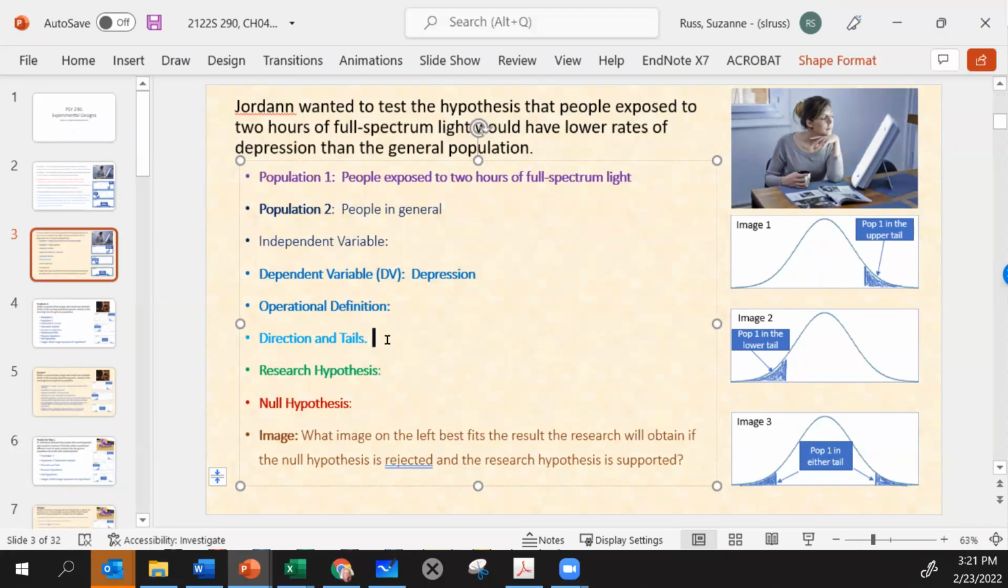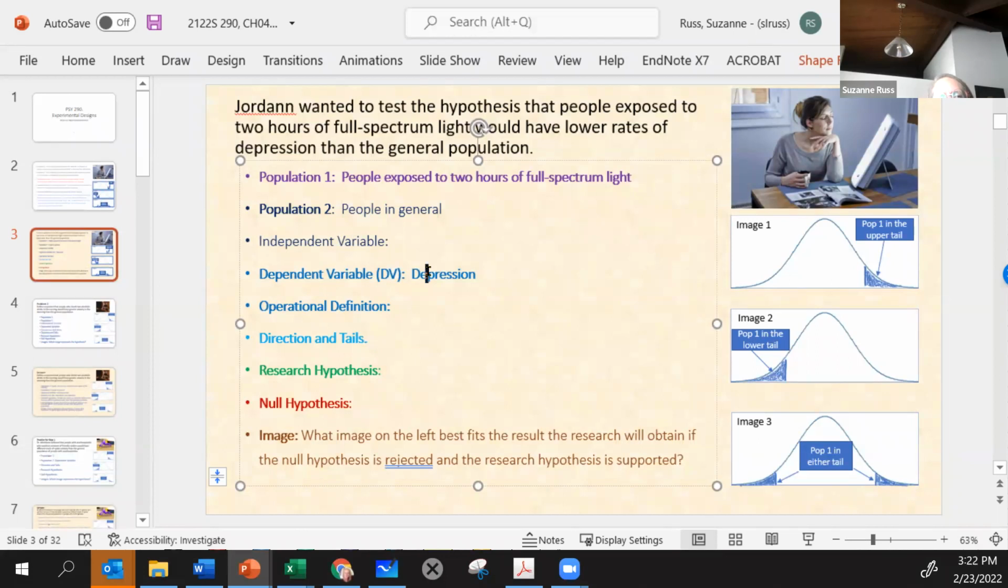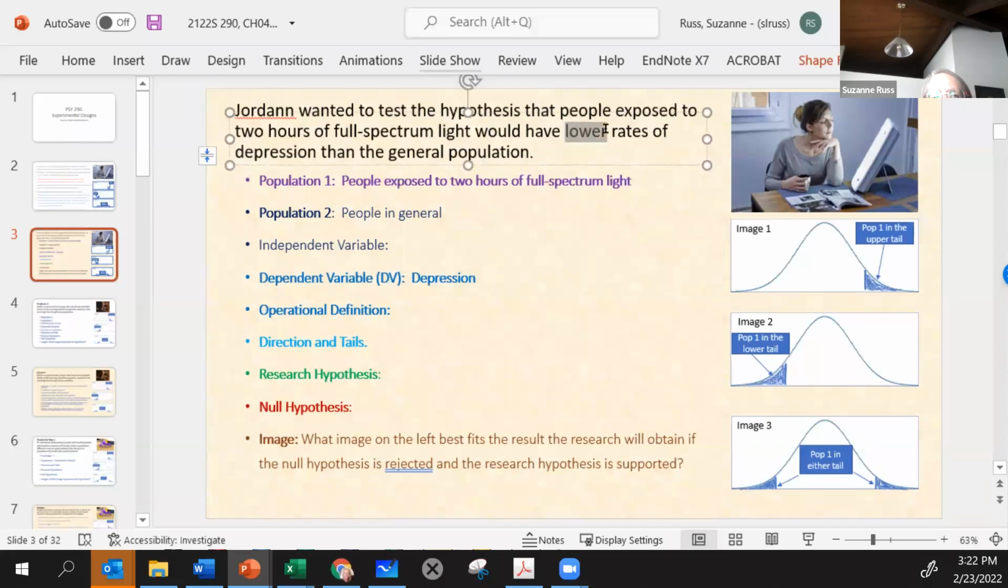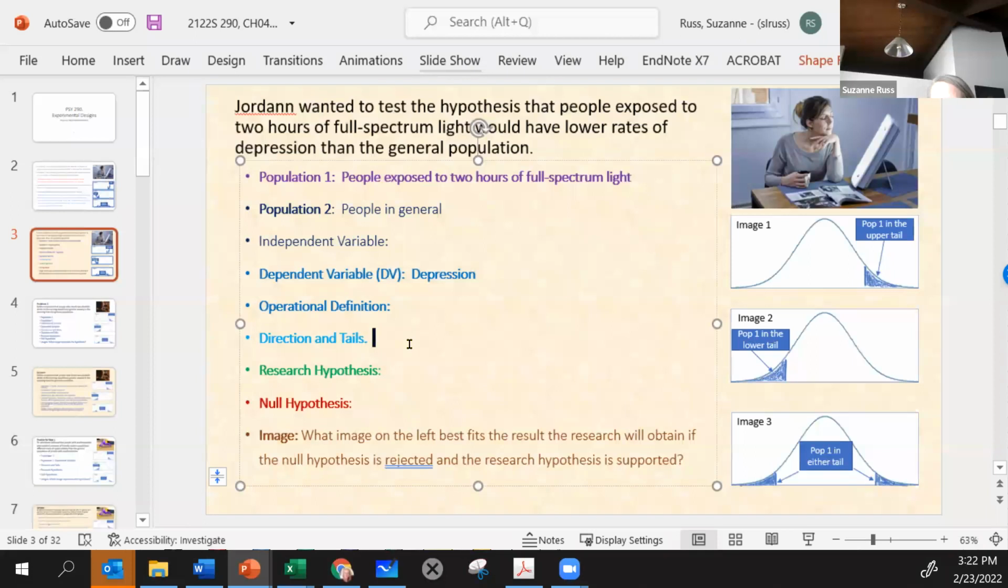The direction just means, does she think that the dependent variable, depression, will be higher in people who have the sunlight? Or does she think it will be lower in people who are exposed to the full spectrum light? Or is she not sure if it would be higher or lower? In this case, the word lower means that it's lower. It means that she does have a direction to the hypothesis, and she's going to be looking for a result in the lower end of the distribution.